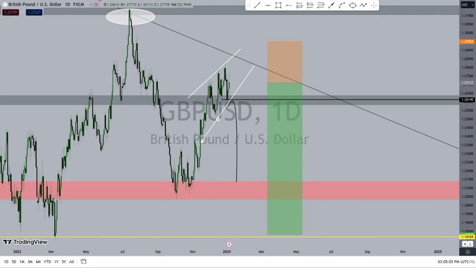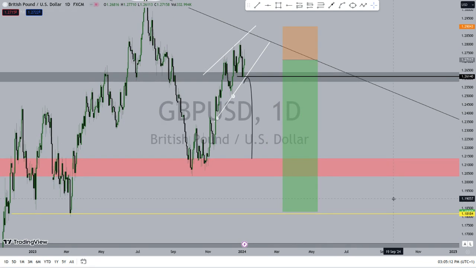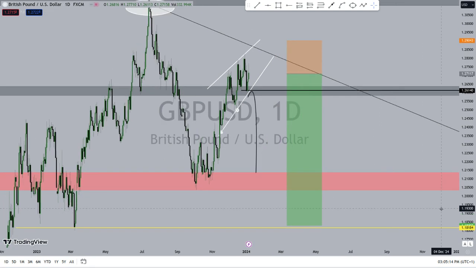So guys, that's the end of our top down analysis on the different pairs which we projected for this week and upcoming weeks to come.